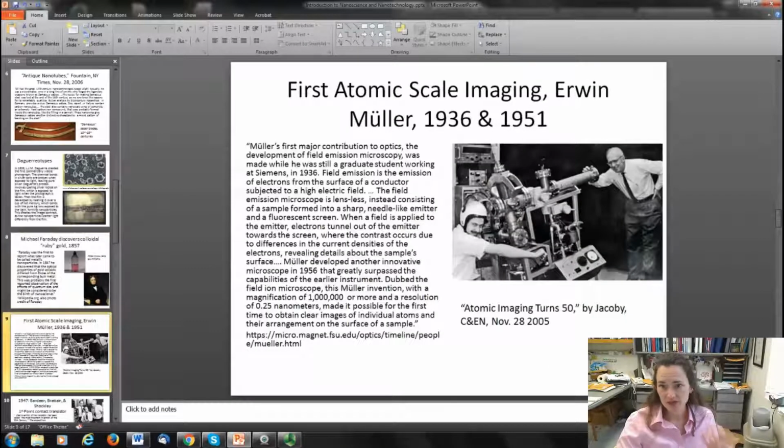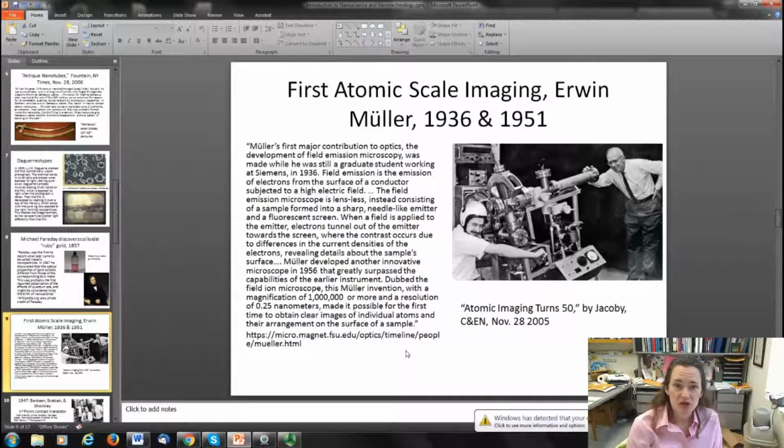Now, the first atomic scale imaging probably came from Erwin Muller in 1936 and later in 1951 with the invention of 2 different microscopes. Here we see a picture of Muller looking down the column of one of his microscopes there. So Muller's first major contribution to optics was the development of field emission microscopy, and it was made while he was still a graduate student working at Siemens in 1936. And field emission is the emission of electrons from the surface of a conductor subjected to a high electric field.